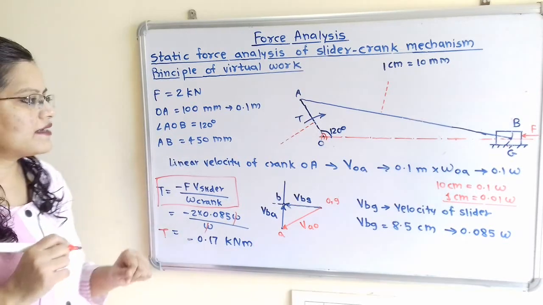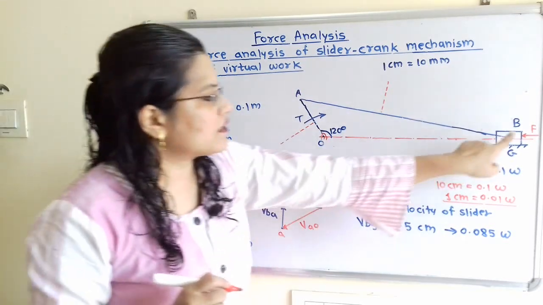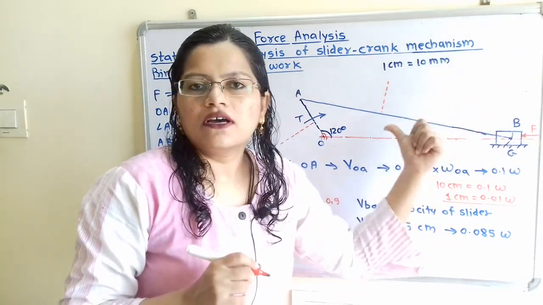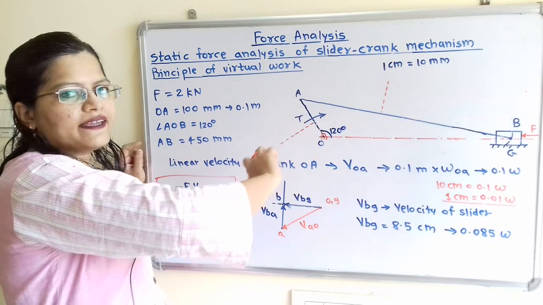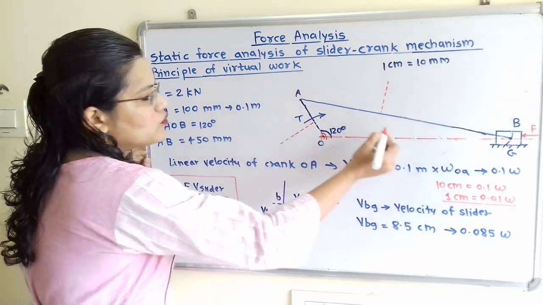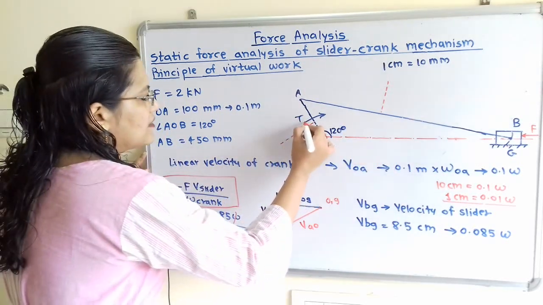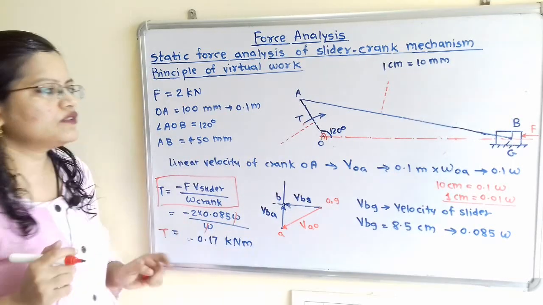Now why is there a minus sign here? Because if we observe, this applied force is acting towards the left hand direction, and this torque we have to apply in the opposite direction, that is towards the right hand side direction, and that's why there is a negative sign.